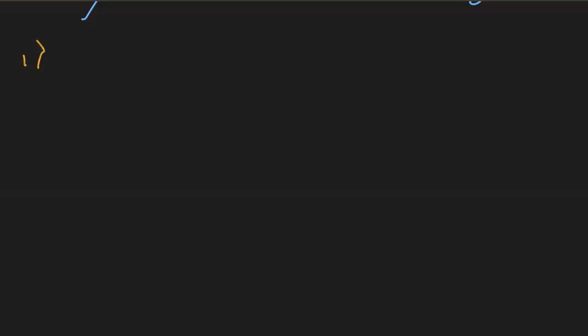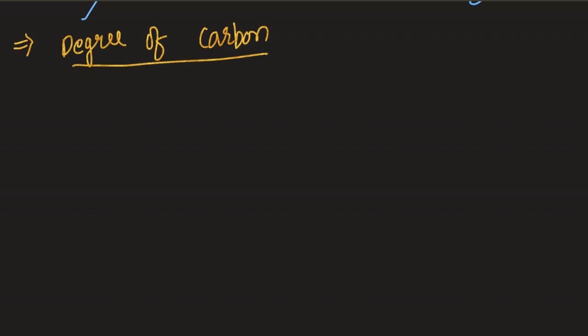Okay, so before going to that, we will go with the second concept, then we will go with the numericals. Okay, second one is degree of carbon. Degree of carbon is nothing but primary, secondary, tertiary, like that. Okay, so first type of carbon is primary carbon, which is denoted by 1 degree C. That is nothing but primary carbon.